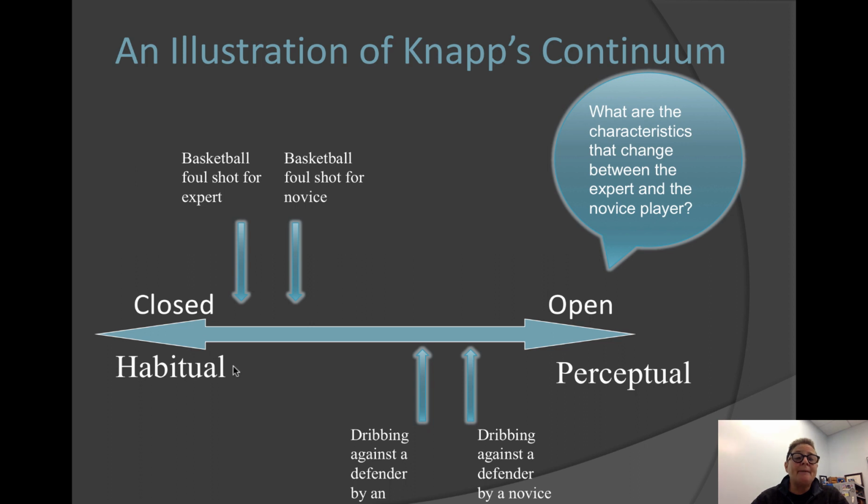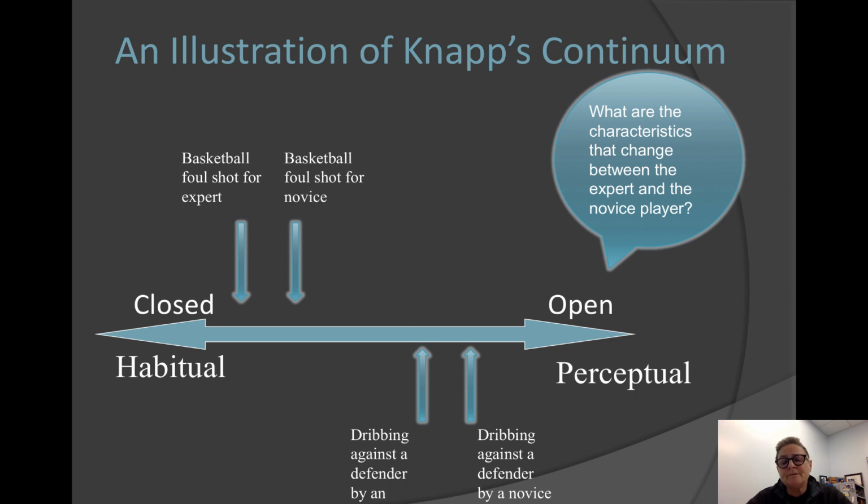Notice that Knapp added to the continuum the words habitual and perceptual. Habit, notice the word habit in habitual, means that you develop some kind of habit strength. Remember I said in the basketball foul shot, I'm going to attempt to repeat the same motor pattern over and over and over again, because if I'm successful, then I should expect to be successful each time I do that task in the same motor pattern. And so I become habitual in that motor pattern.